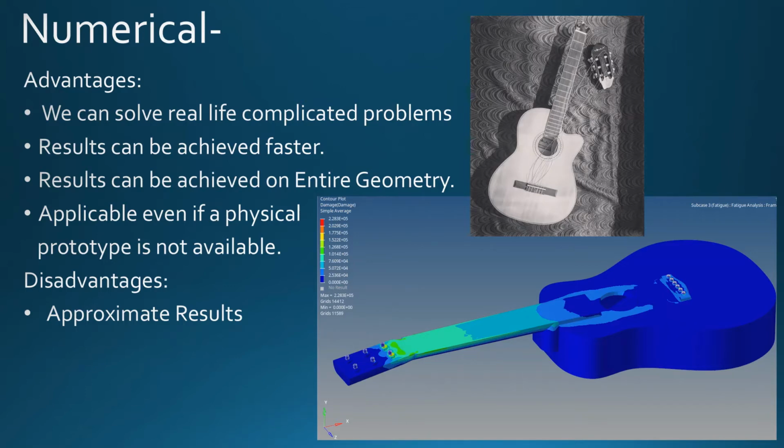So what is the advantage of numerical methods? That we can solve real life complicated problems. The results can be achieved faster. Results can be achieved on the entire geometry. That is, you just have to provide the correct boundary condition, and then you do not have to take care of each and every point. The software is going to do it for you. And it is applicable even if a physical prototype is not available, so we just have to make the CAD file.